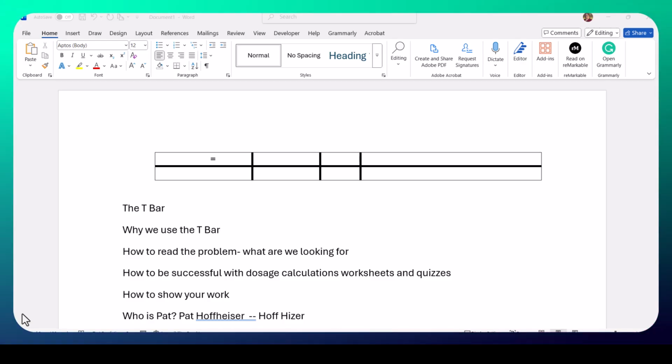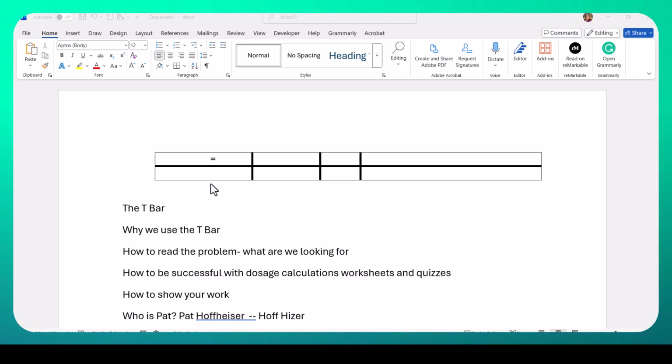What we noticed was the author, when they did their demo video for the textbook, kind of glossed over this part a little bit, which for a student can cause confusion. So we're just going to highlight it here and go over some pointers to help you be successful with your dosage calculation work. The first thing I'm going to talk about is this T-bar.